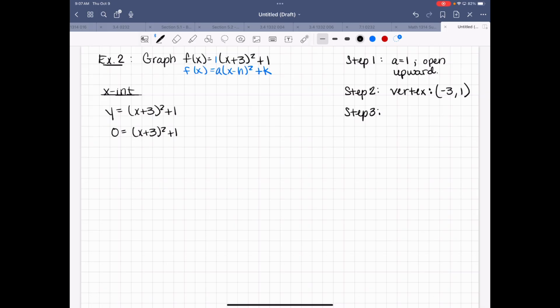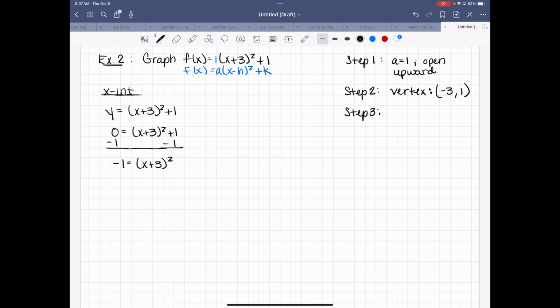I am going to subtract 1 from both sides. And what do we notice here happens? We're left with a negative when I have to take the square root. So that means you're not going to get real solutions here. That means it's not actually ever going to hit the x-axis, okay? There's no real solutions, so it doesn't ever hit the x-axis.